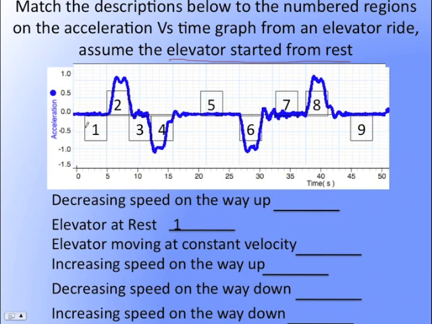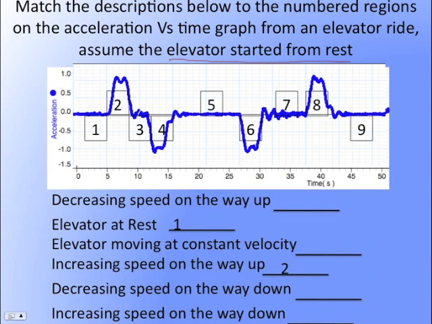And so what's going to happen here at region 2, the acceleration goes positive, and so we know that since we're at rest, we have to be speeding up now, and we're speeding up on the way up. That's one of the choices for positive acceleration.